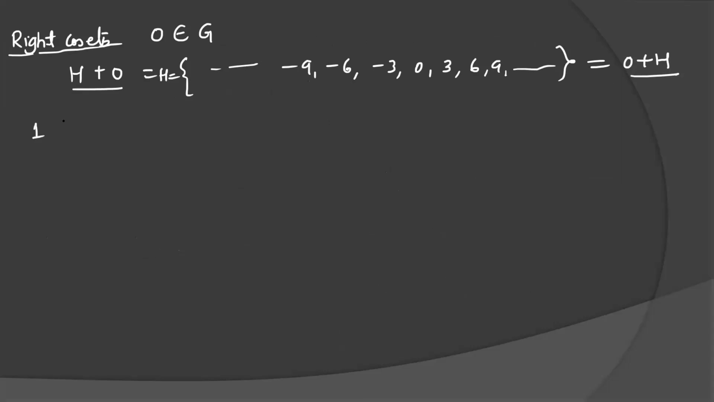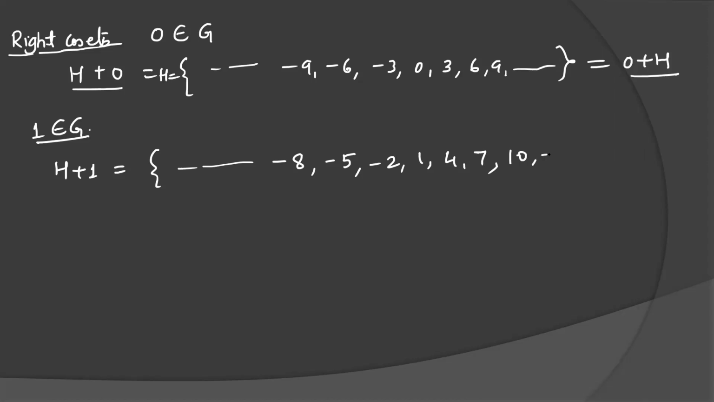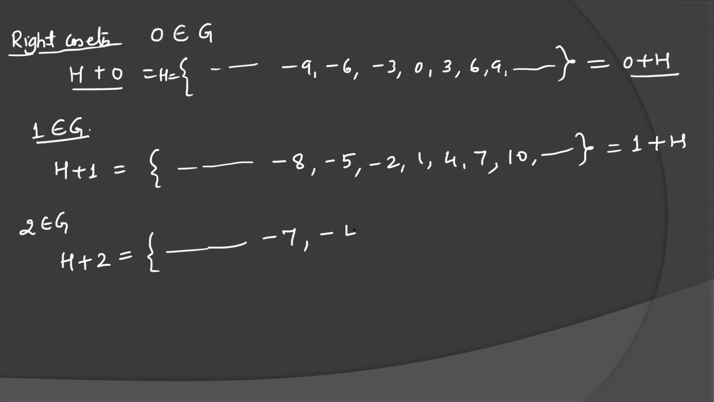Now take another element, 1 belongs to G. So H plus 1 will be, if you add 1, -8, -5, -2, 1, 4, 7, 10, and so on. This will be equal to 1 plus H also, because the group is abelian. Now the next element, 2 belongs to G. So H plus 2 will be equal to -7, -4, -1, 2, 5, 8, 11. This will be equal to 2 plus H also.